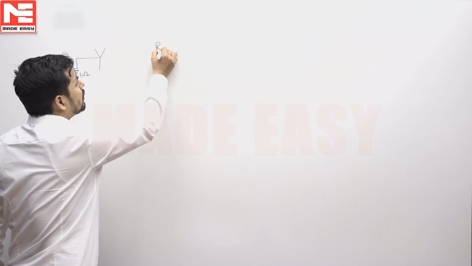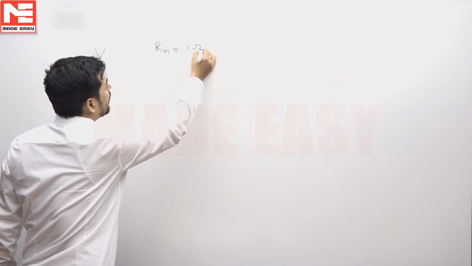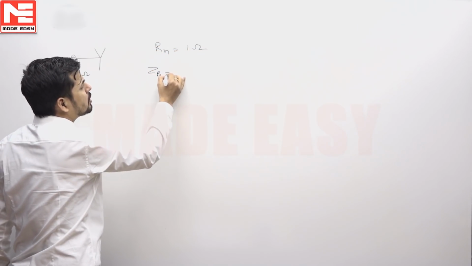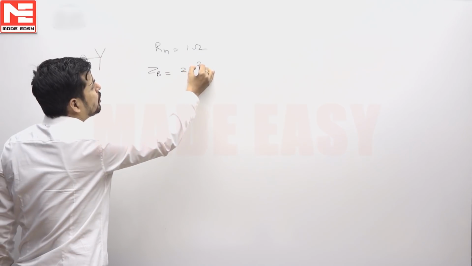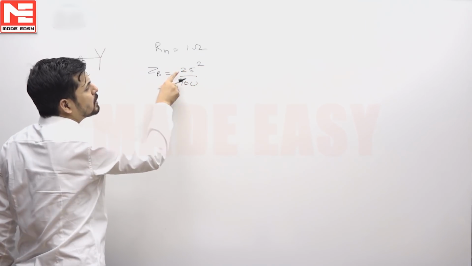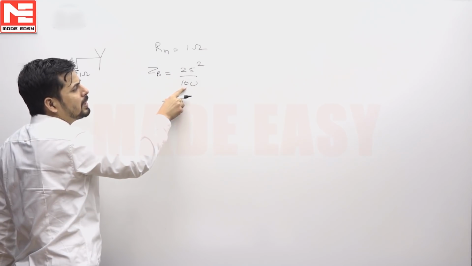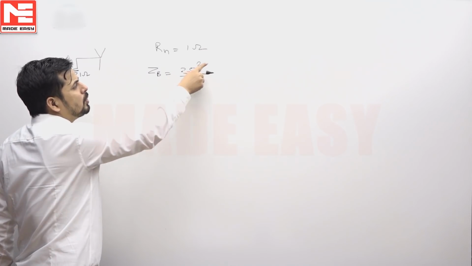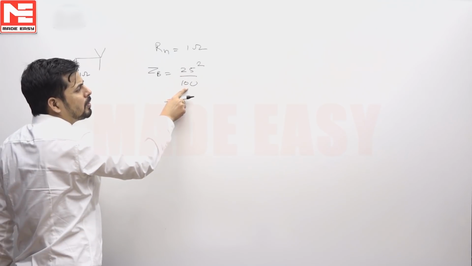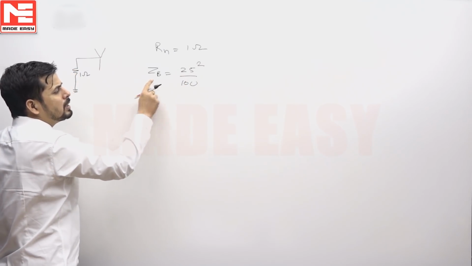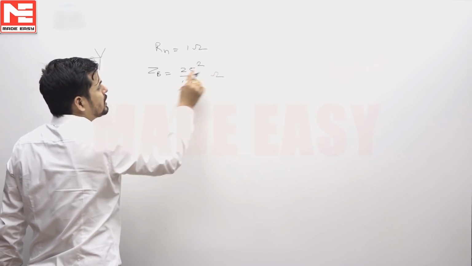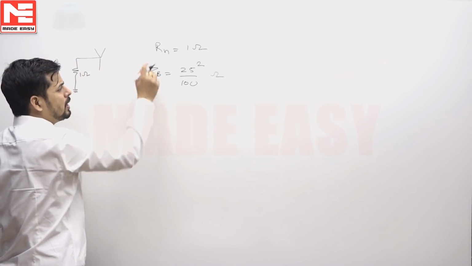The given value of resistor is 1 ohm and Z base in this system will be 25 whole square upon 100. This is voltage base, kilovolt, and this is power base in MVA. 25 whole square, voltage base whole square upon power base will give the impedance base in ohm. So this is Z base and this is the actual value.